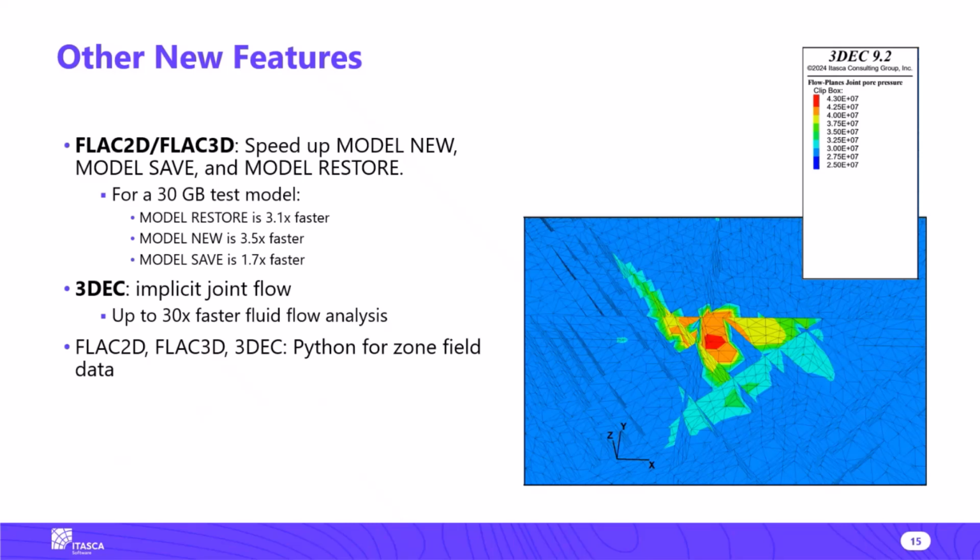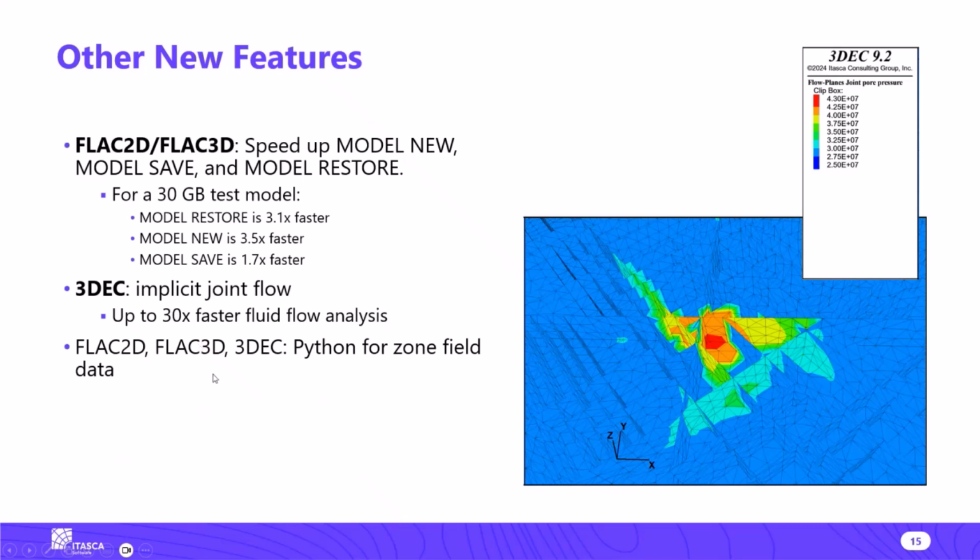In 3DEC, we've added implicit flow for the joints. Those of you that have done joint flow calculations in 3DEC will know that sometimes you can end up with a very small time step, and it can take a very long time for the fluid to flow through these joints. We've added an implicit calculator here so that you can do the fluid flow calculations about 30 times faster than we used to be able to do.